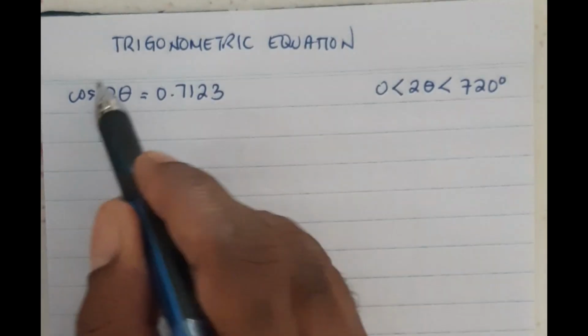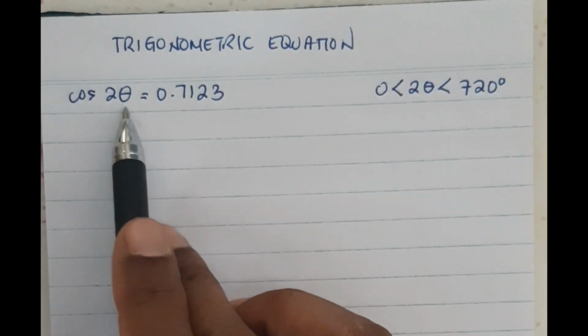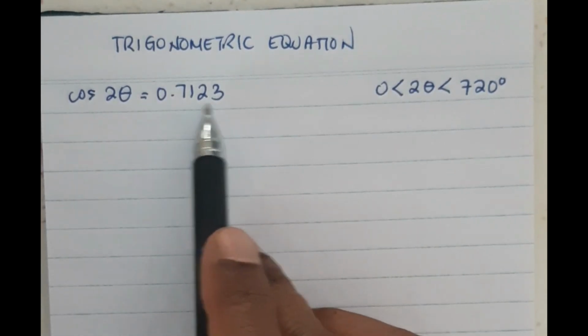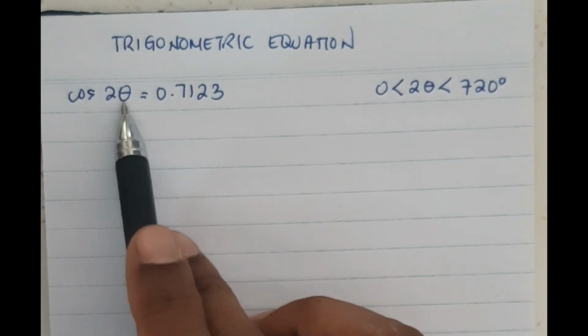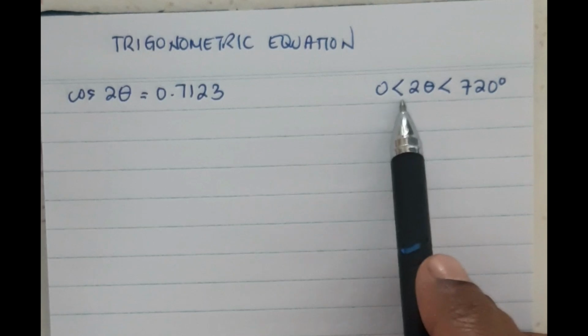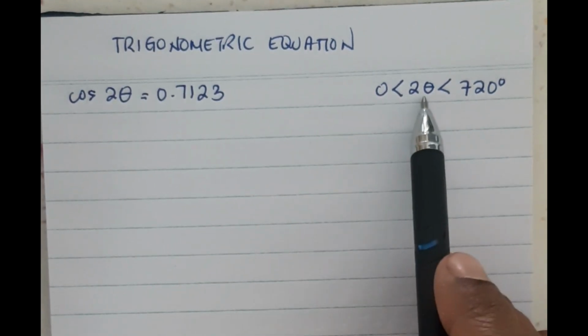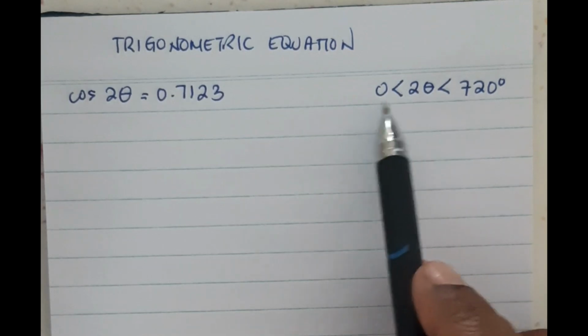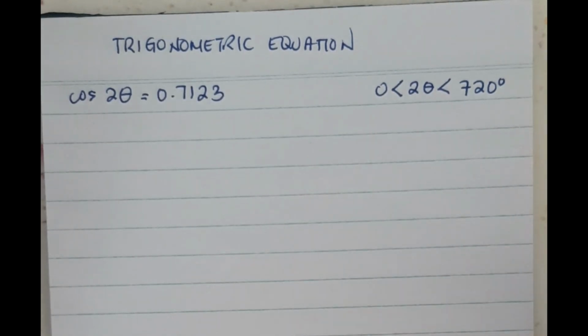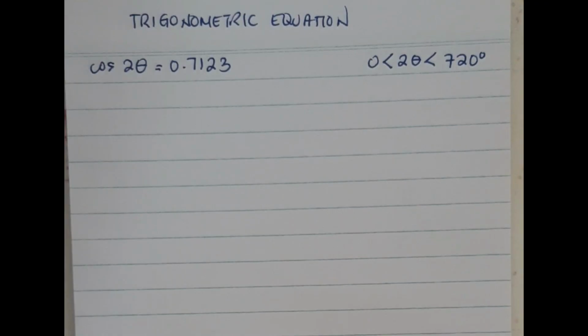We have cos 2 theta equal to 0.7123. Now 2 theta here implies that there are two cycles, or the domain that we will be using would be between 0 and 720 degrees. So that's what we have to consider before we start solving the values of theta.